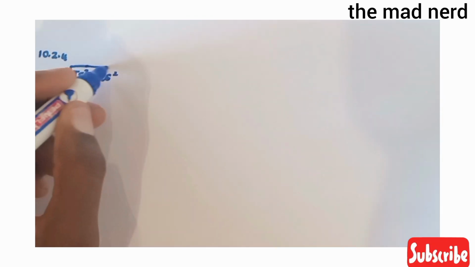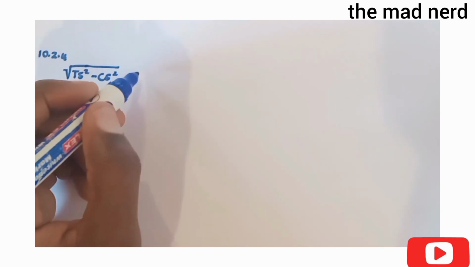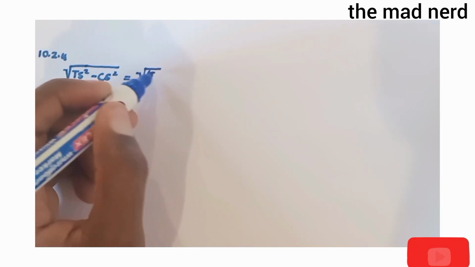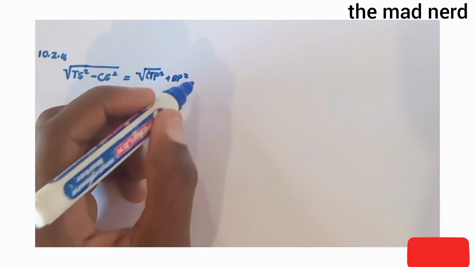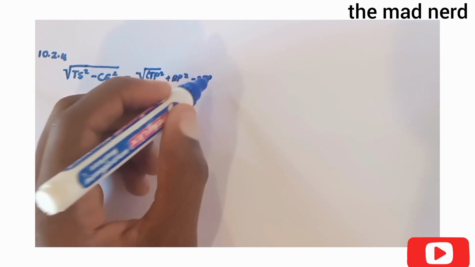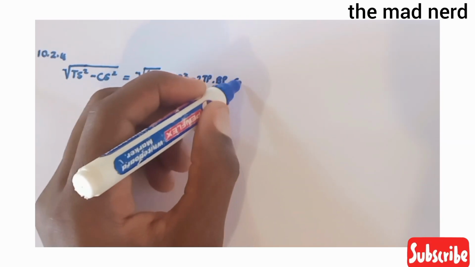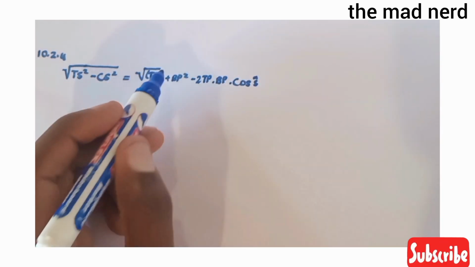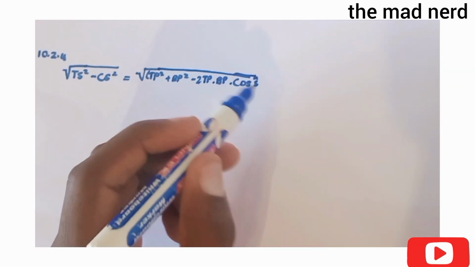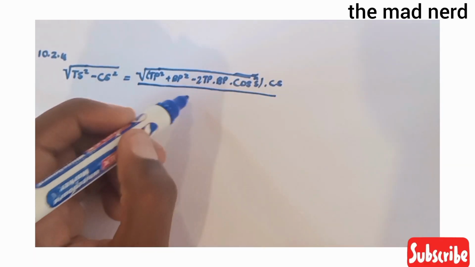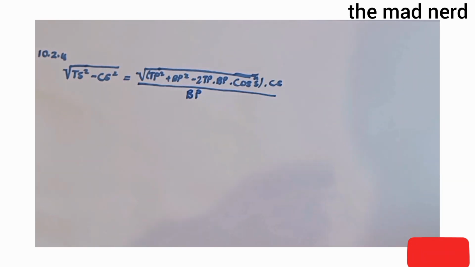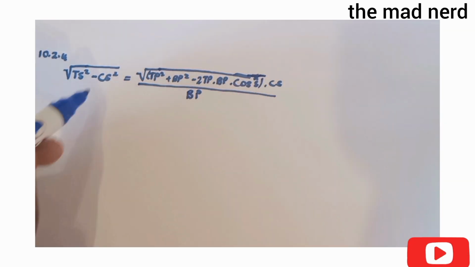We have the root of AT S squared minus AC S squared, which is equal to the root of AT P squared plus AB P squared, minus 2 TP times BP, and then times cos of angle S over here. We close this, cover with a square root, and then we close these brackets, and then we say AC S over what? Over BP here. And now what we can just do is to try to reduce this one.